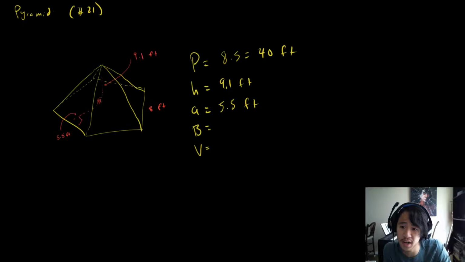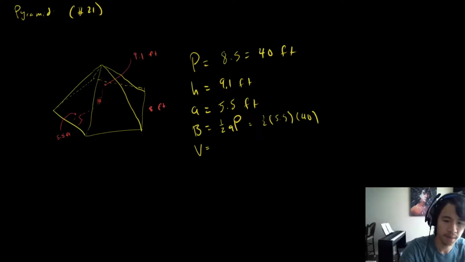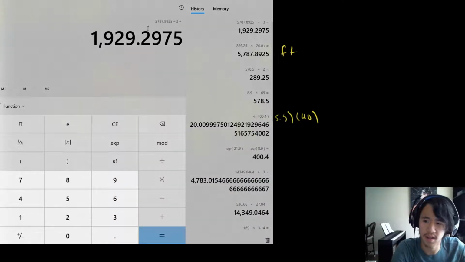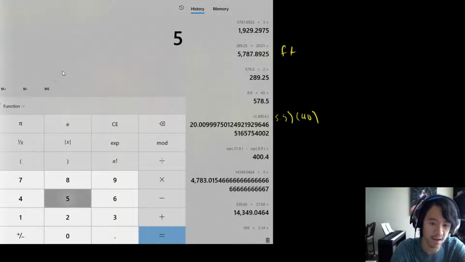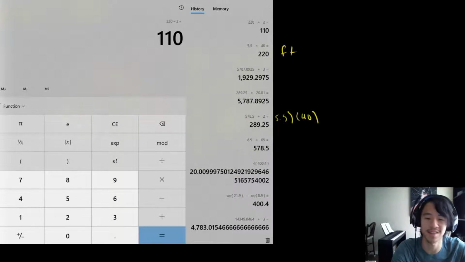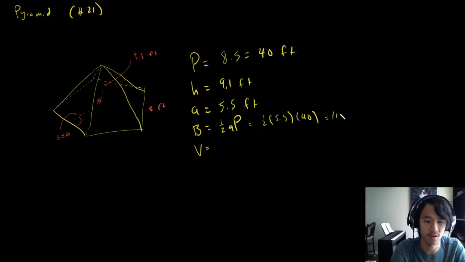So now we have to find the area of our base. This is going to be 1/2 times a times perimeter. So let's go ahead and plug these values in. This is 1/2 times our apothem, which is 5.5, times our perimeter, which is 40. So let's go ahead and plug this into our calculator. All right. So we have 5.5 times 40, and then that divided by 2 is going to be 110. So this is 110 feet squared.